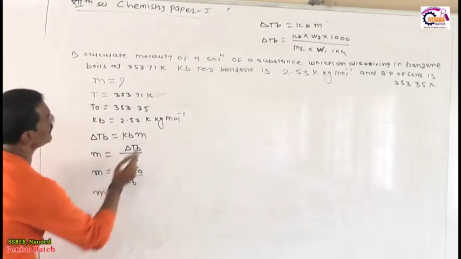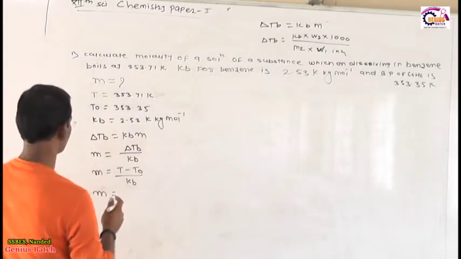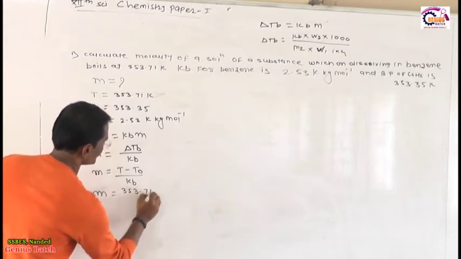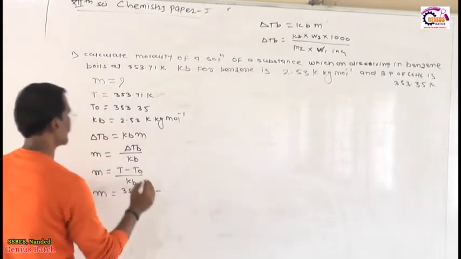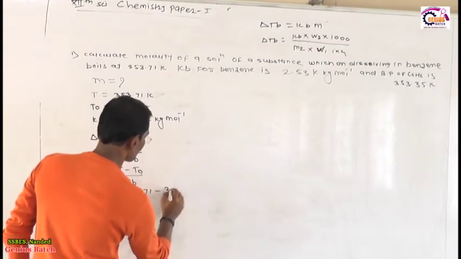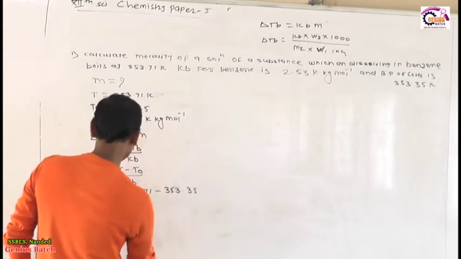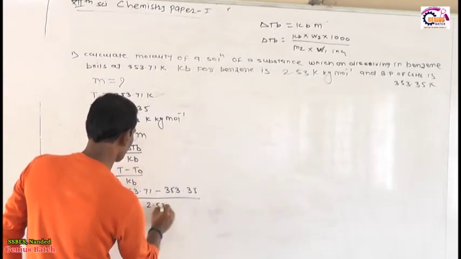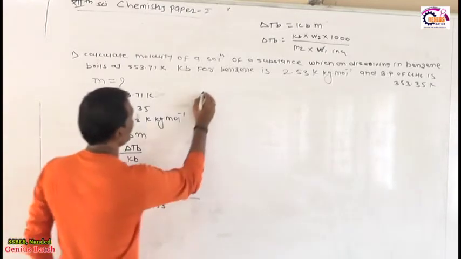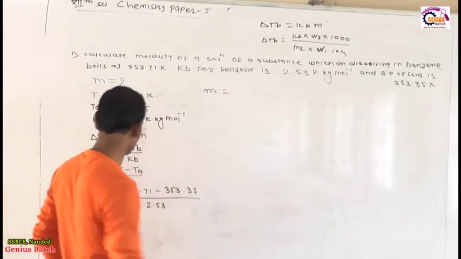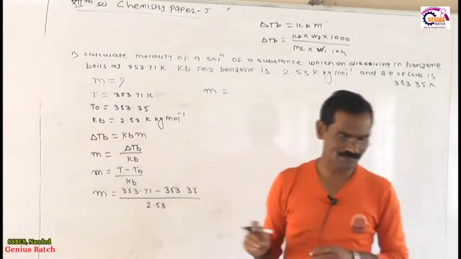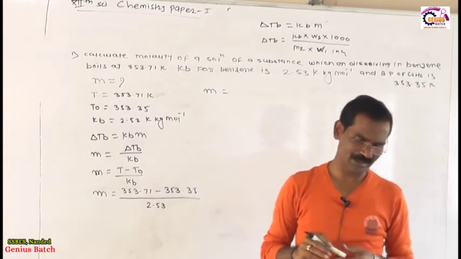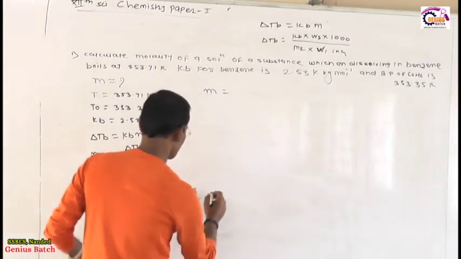Therefore, small m is equal to, what is the value of this? And what is the value of T? T is equal to 353.71, minus the value of T0, which is 353.35, divided by the value of Kb, which is 2.53. Therefore, small m is equal to 0.36 divided by 2.53.